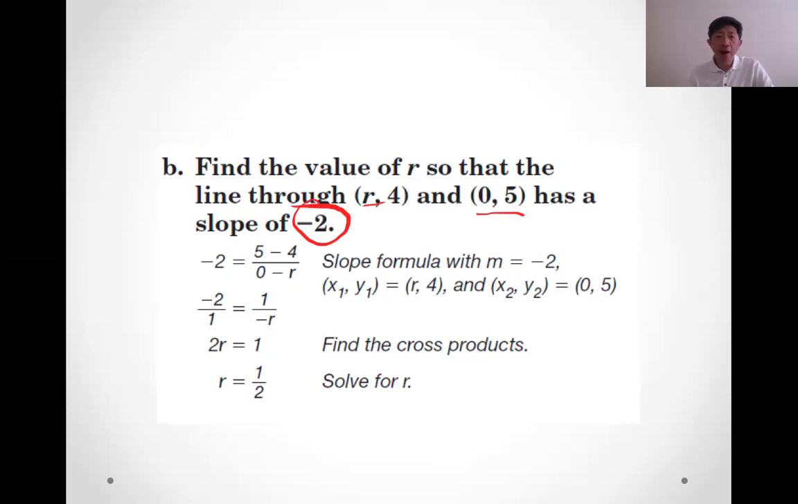And we take 5 minus 4, which is the rise. What about run? Run is 0 minus R. All right, so we simplify this: -2 over 1 equals 1 over -R. And then we find the cross product and solve for R, and R is 1/2, okay? So we find that R is 1/2.